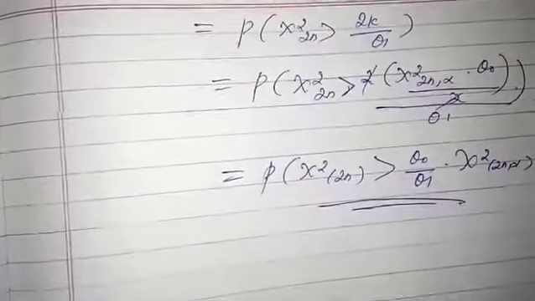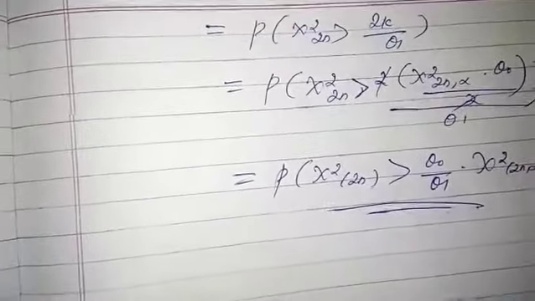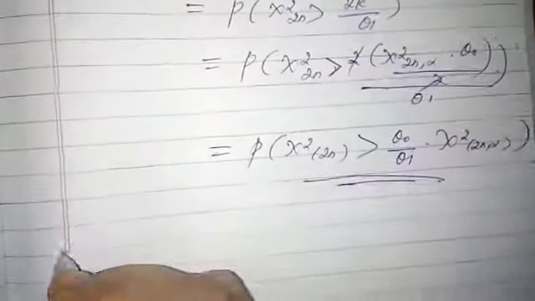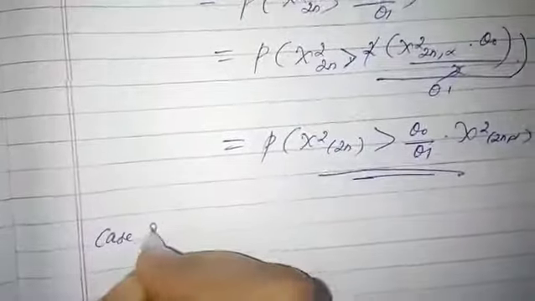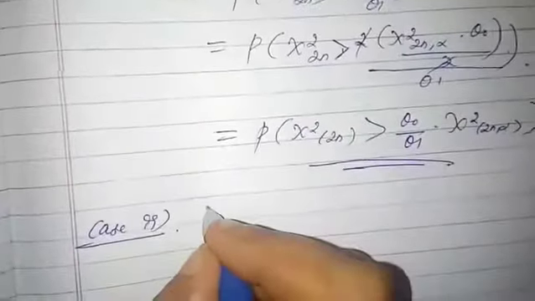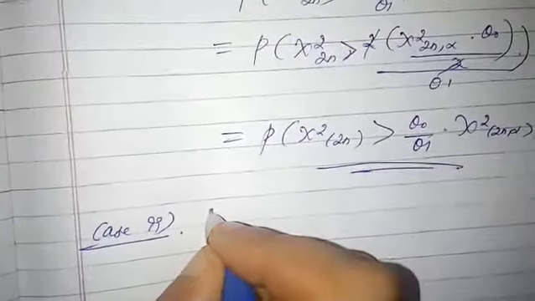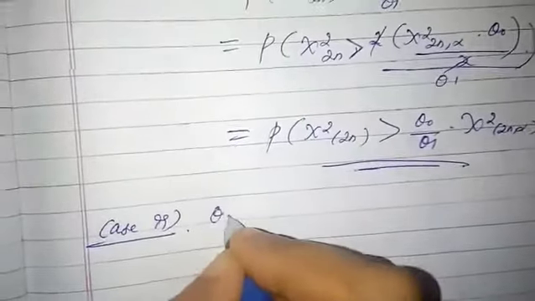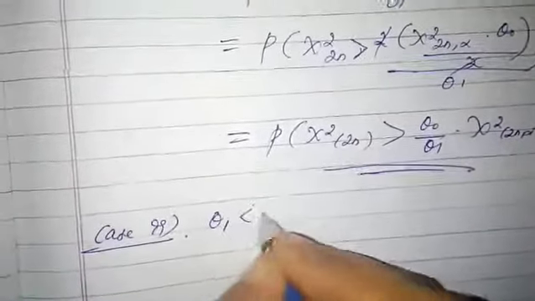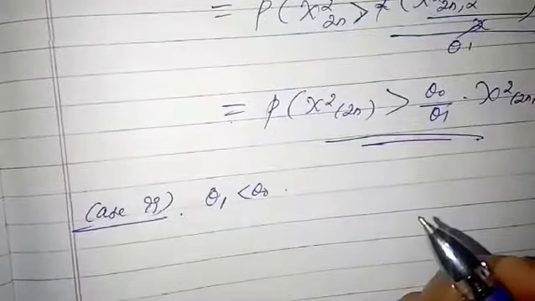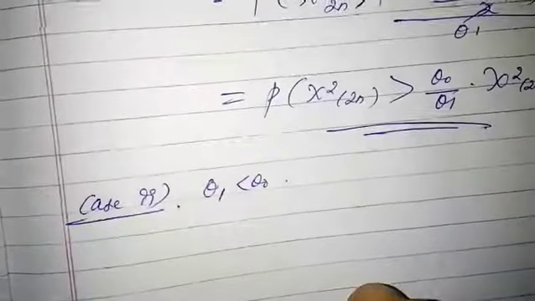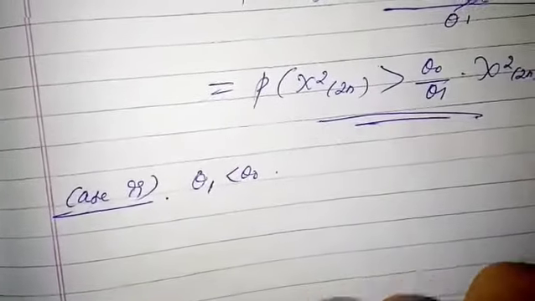Next, one homework problem. That is the same problem, case 2, that means in that problem theta 1 is less than theta naught. Okay, this is your homework problem. You have to work that out.